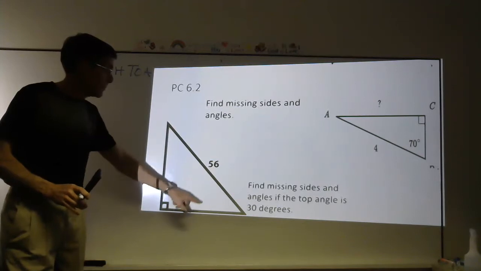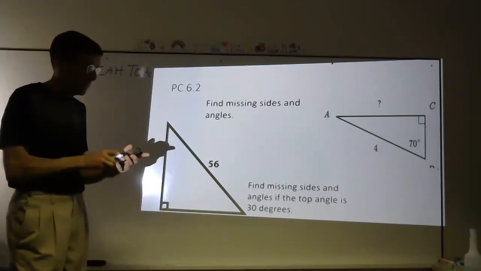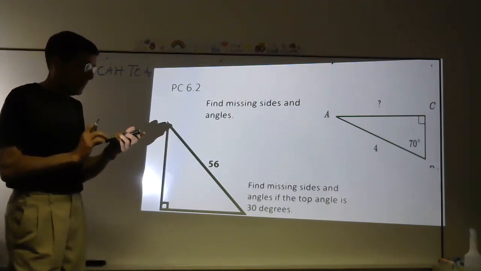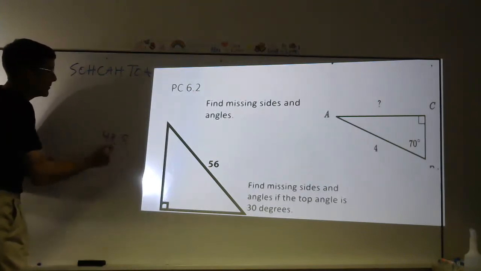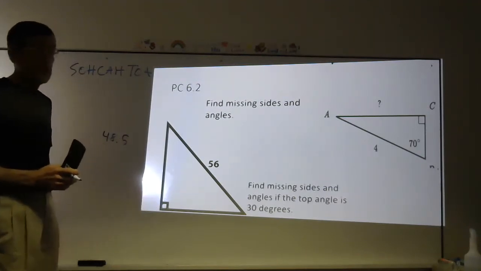Okay? And if that's 28, to get the longer leg, it's times root 3. So this would be 28 root 3, which is this longer side should be 48.5. Now, just to check my work, okay? I said that I think this is 48.5.